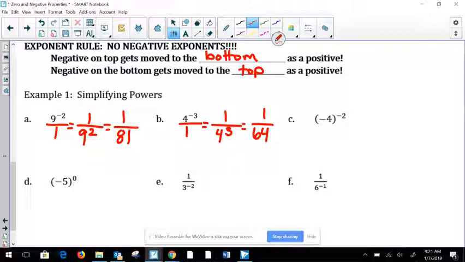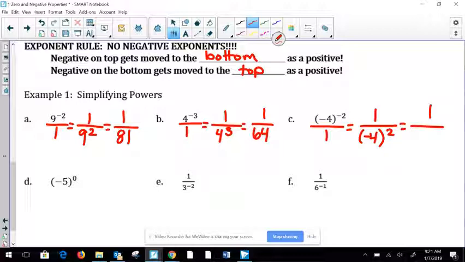Letter C, be very careful with your negatives. So again, I have a negative exponent on top, so I move it to the bottom as a positive. But take note, my negative 4 is still negative. That's not changing signs. The only thing that changes signs is that little exponent. And what number do I put up top to hold its place? Good, a 1. So I get 1 over.